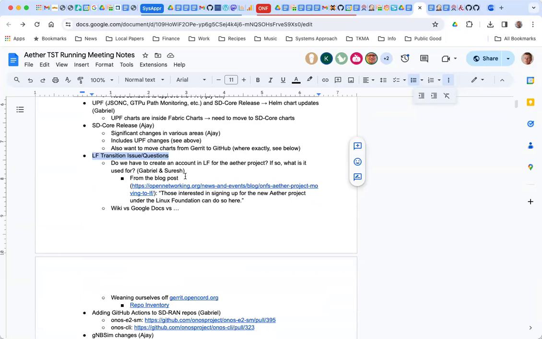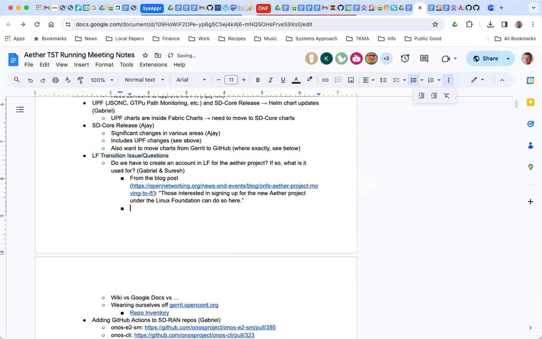So basically, in that blog post, I think you published it when Ether moved from ONF to Linux Foundation. There is some text at the end. It says, those interested in signing up for a new Ether project, go into the Linux Foundation website to do that. So the question is here, do we need to create that account? What is that account going to be used for, or what is the end purpose of that? Yeah, that's what I thought the question was.